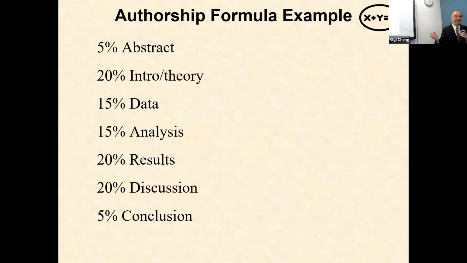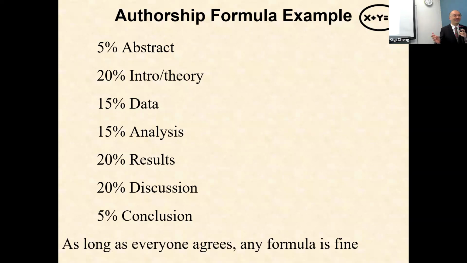Like 5%, if you write the grants, if you write the paper abstract, you get 5% of credit. Introduction and theory, 20%, data, 15%, you do analysis, 15%, you write the results, 20%, write discussion, 20%, a conclusion, 5%. So this is just one example. And it doesn't really matter exactly what the formula is. As long as everyone in your group agrees that's reasonable, then that's the base you can use for future discussions about authorship.